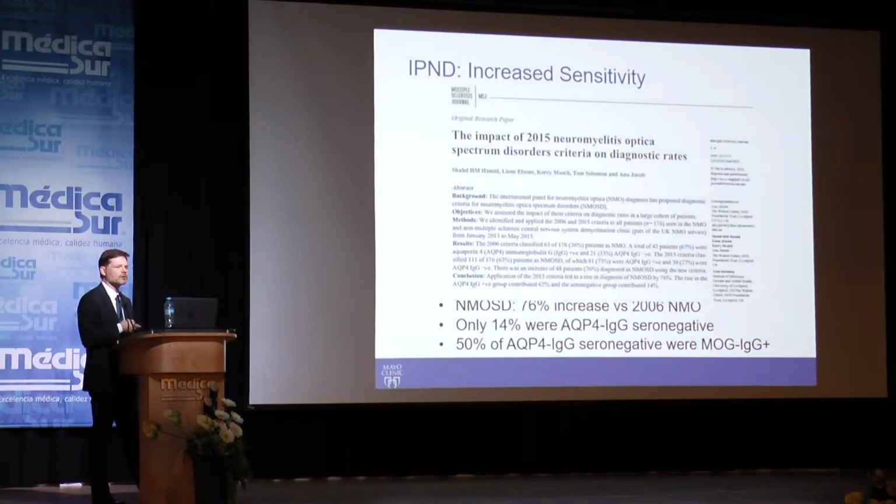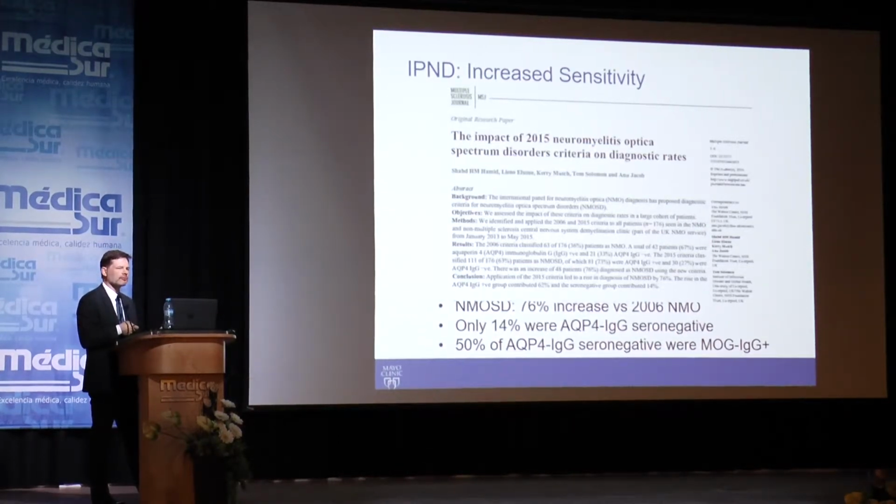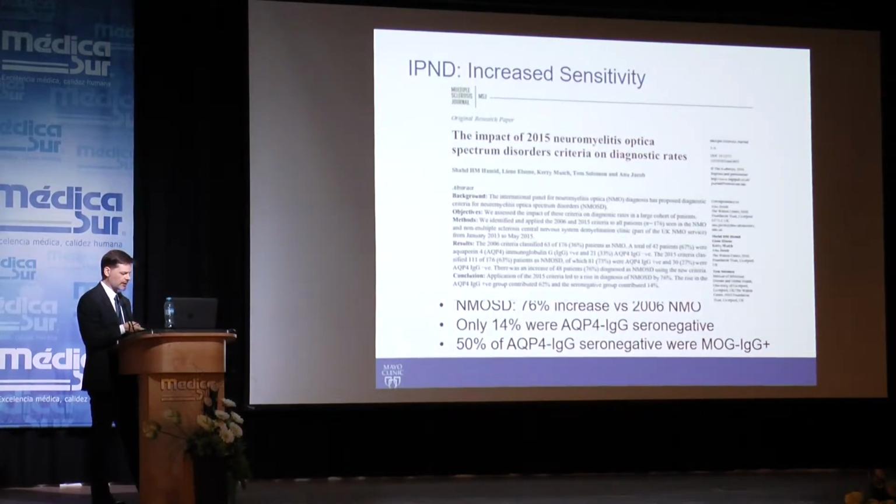That means there's a lot of people out there who have some kind of inflammatory/demyelinating disease that we still don't really know how to classify or what it is. Their antibody studies are negative. That includes aquaporin-4 and other antibodies.